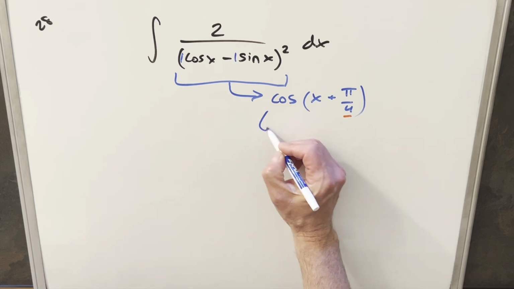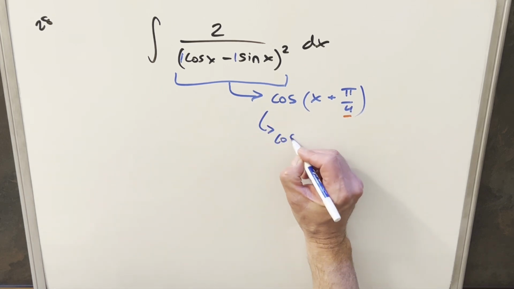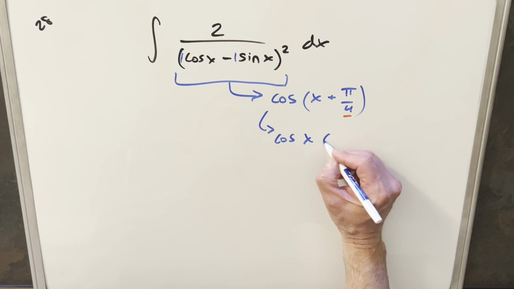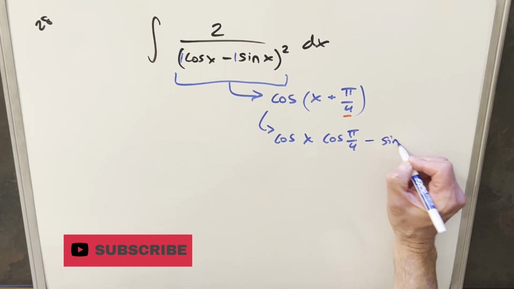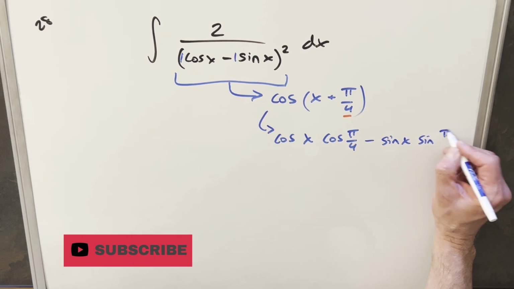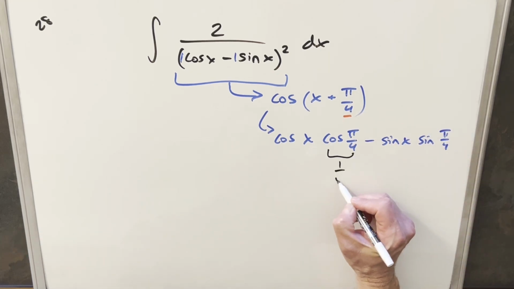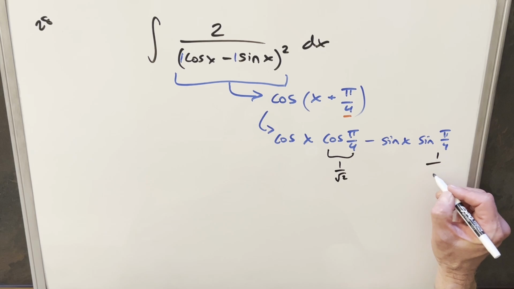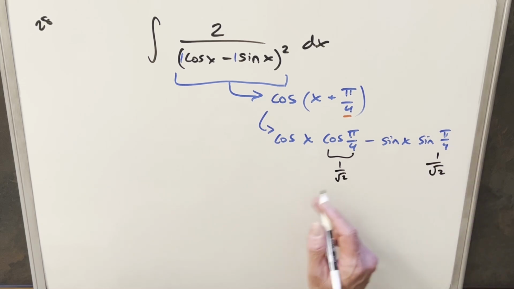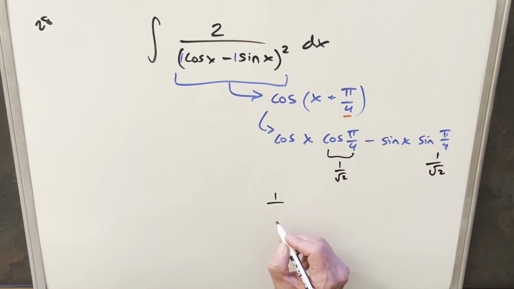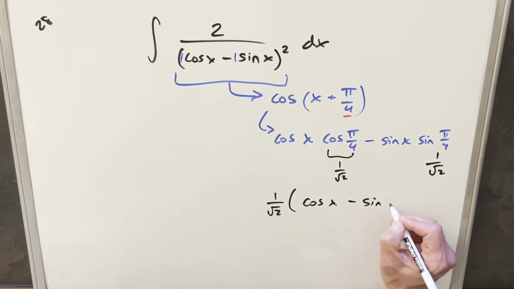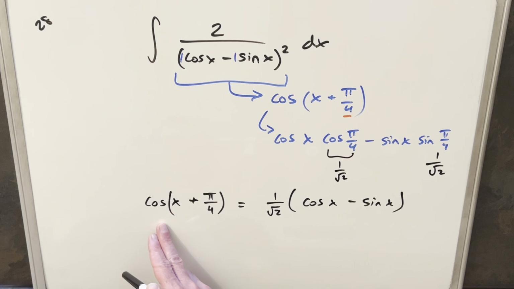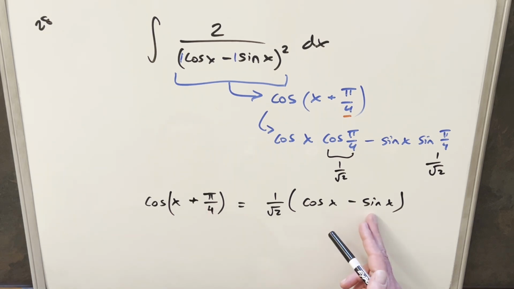And what we can actually do is the angle addition formula really quick. This is going to be cosine x times cosine pi over 4 minus sine x times sine pi over 4. And again, this right here is 1 over square root of 2, or square root of 2 over 2, either way. And this here is also 1 over square root of 2. So what I can do is factor this out of both terms, and I can write this as 1 over square root of 2 times (cosine x minus sine x). So we see that our value for cosine of x plus pi over 4 is almost cosine x minus sine x, but we still have this 1 over square root of 2 in front.